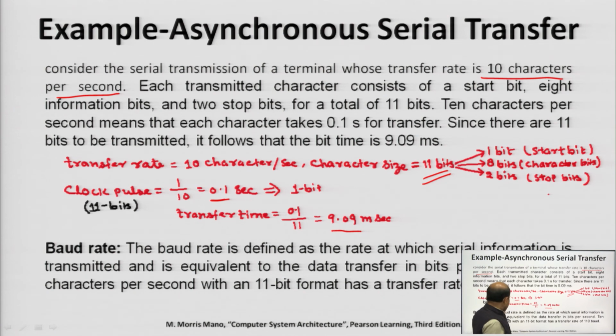This phenomenon is also called baud. There are 10 characters per second as the transmission rate given in this particular problem, and the size of each character is 11 bits. So, this will come as 110 baud. It is called baud because 110 bits we are transmitting in 1 second: 10 characters per second and each character having 11 bits. So, this will come as 110 baud.